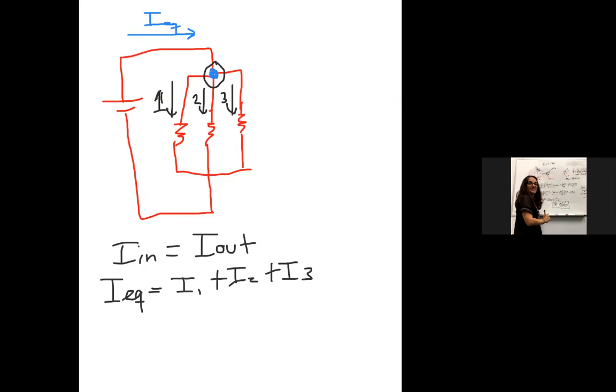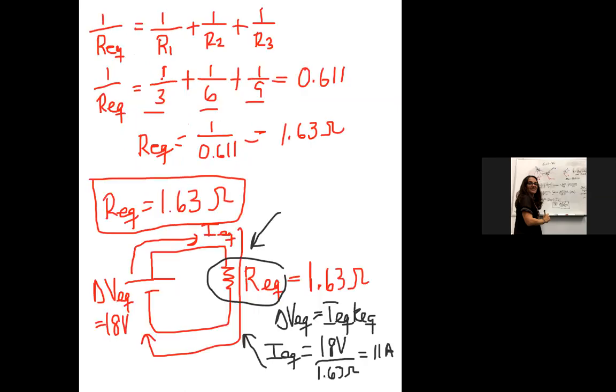So I can't lose any current. So the equivalent or total must be the sum of the three. So we had 6 amps plus 3 amps plus 2 amps. Hey, the total is 11 amps. Same as we found when we looked at our equivalent circuit over here. Okay, we also found 11 amps. So there's a couple ways to do that.